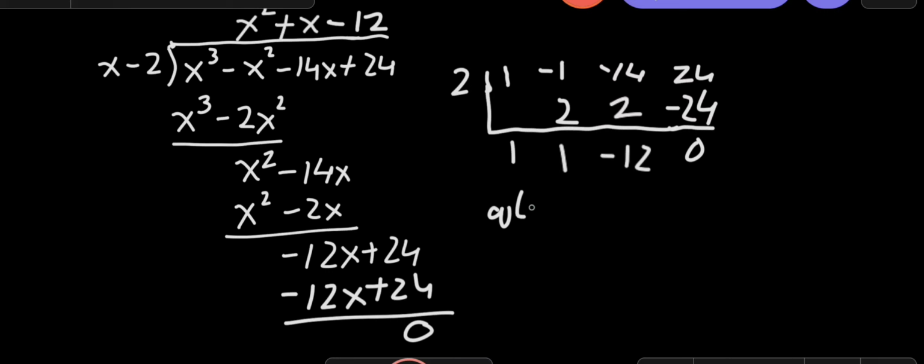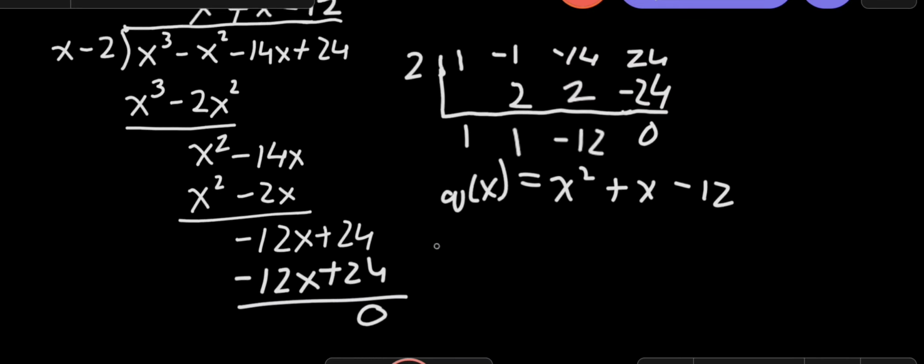So that means my quotient, reading it directly from synthetic division rather than long division, is cubic minus linear, so it's quadratic: ax squared plus bx plus c. So that's my a, that's my b, that's my c. That's 1x squared plus 1x minus 12. Understand? Yep.